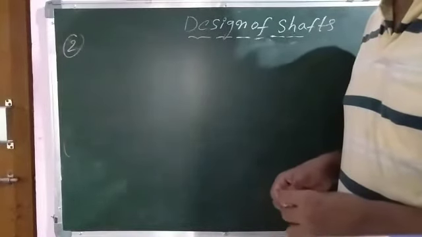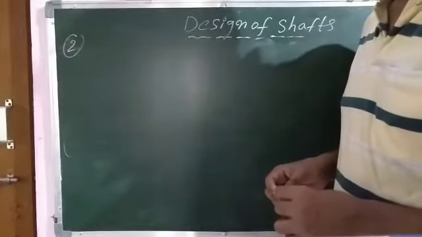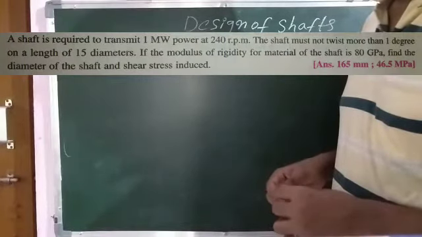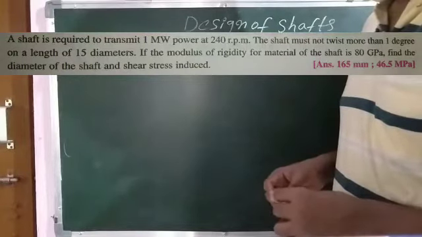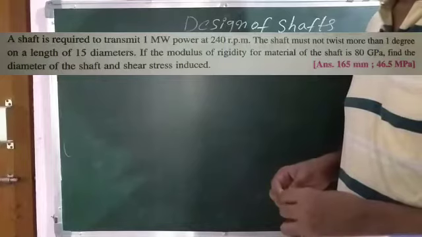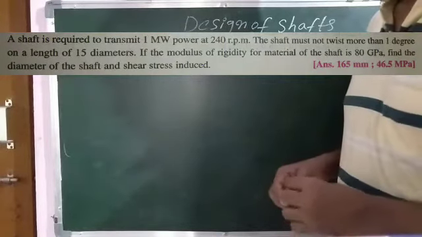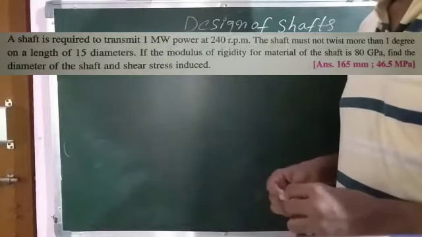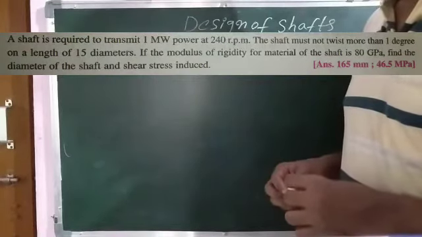A shaft is required to transmit 1 megawatt power at 240 rpm. The shaft must not twist more than 1 degree on a length of 15 diameters. If the modulus of rigidity for the material of the shaft is 80 GPa, find the diameter of the shaft and the shear stress induced. So from the first line itself we can understand that the given problem is a shaft problem, and it transmits 1 megawatt power.